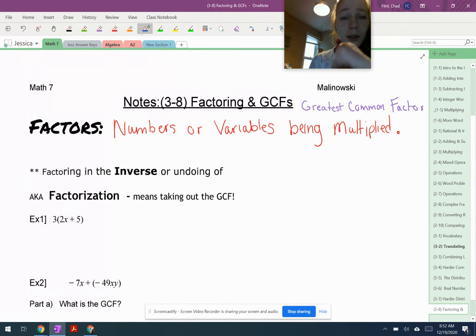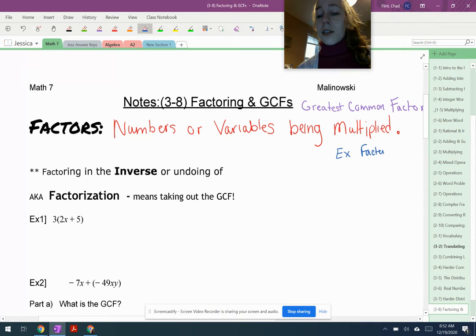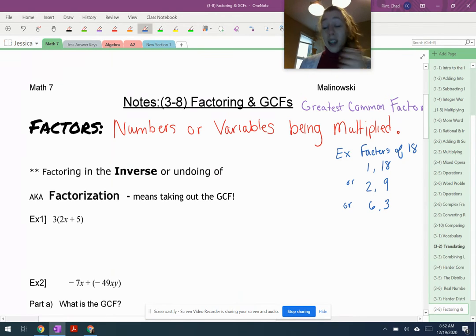So a little quick example of factors. If I'm looking at factors of 18, factors of 18 would be things like 1 and 18, or 2 and 9, or 6 and 3, because 1 times 18 is 18. 2 times 9 is 18. So when I multiply 2 and 9, when I multiply 6 and 3, those are all considered factors of 18 because when I multiply them, it gives me 18. So factors are just things that are being multiplied.